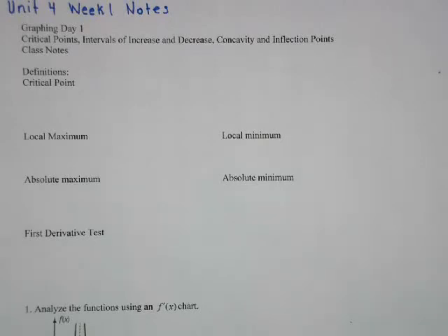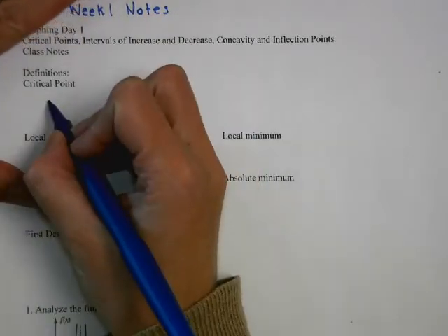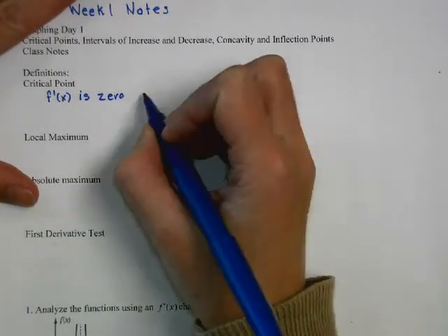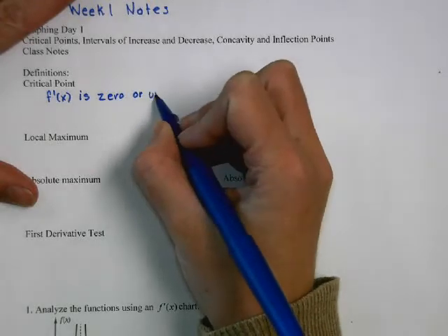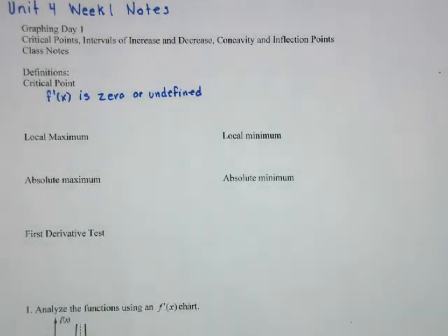Hello. As we start Unit 4, the first several days are going to be revolving around graphing and how graphing relates to derivatives and second derivatives. So the first definition we have here is of a critical point. A critical point is where the derivative, or f prime, is 0 or undefined. So slope-wise, that's going to be where the slope is 0 or has a horizontal tangent line, or undefined, which means it has a vertical tangent line.